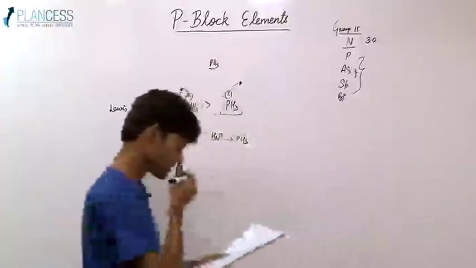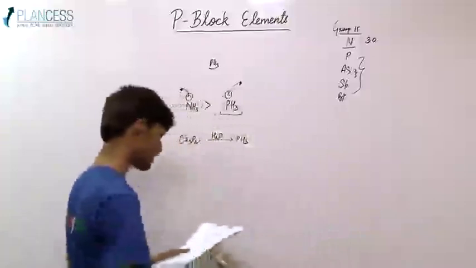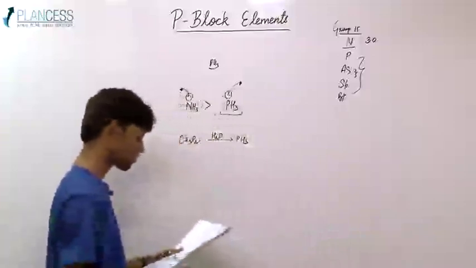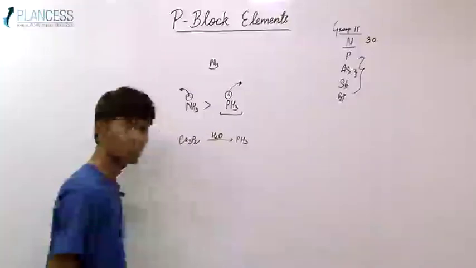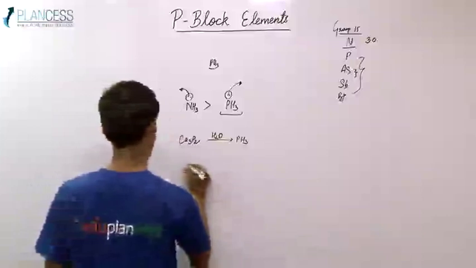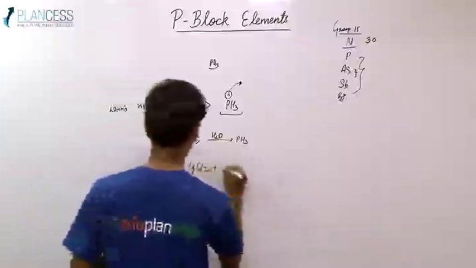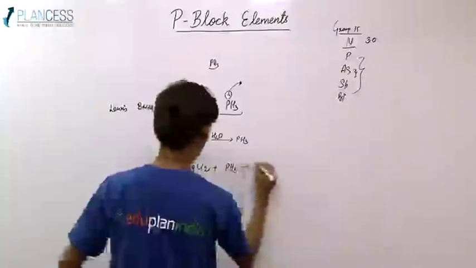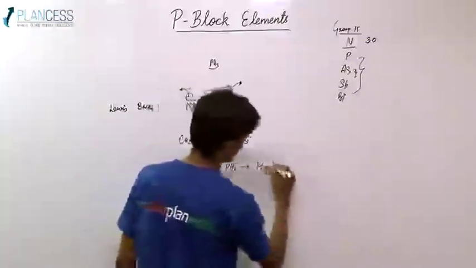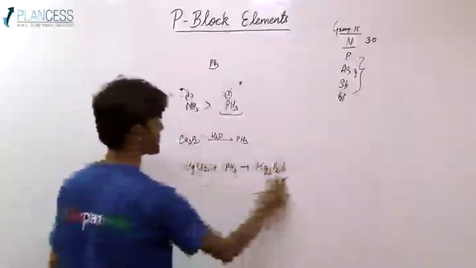And phosphine gas, when absorbed in copper sulfate, mercuric chloride or silver nitrate, gives the corresponding phosphides. For example, HgCl2, that is mercuric chloride, reacts with phosphine and forms Hg3P2. This is brownish black in color. So these are some of the reactions.